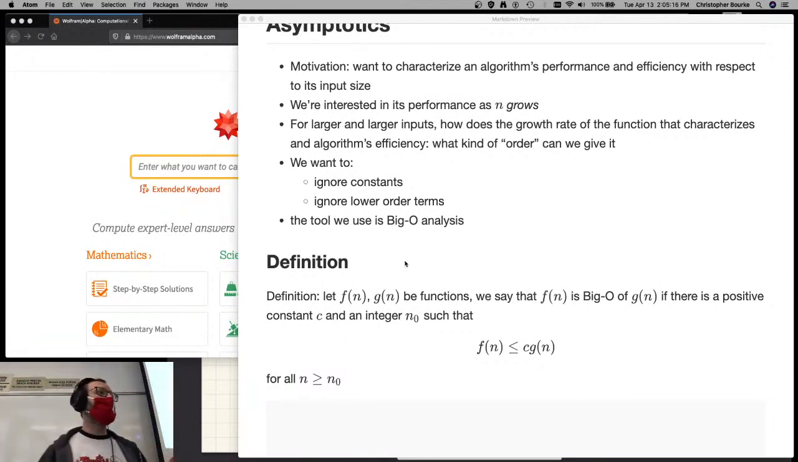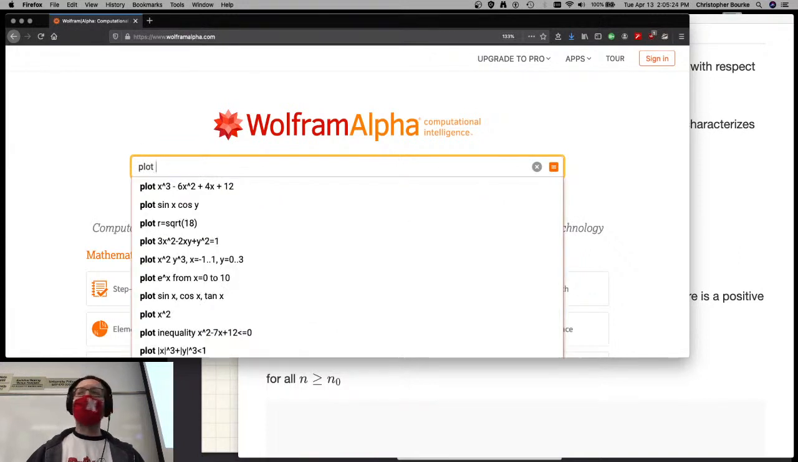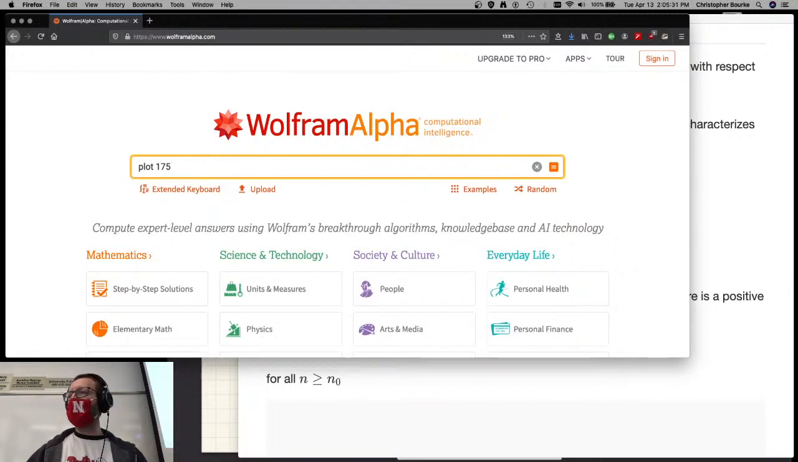Now, to understand this, let's just draw a picture. Right? Let me write out two functions here on Wolfram Alpha and tell Wolfram Alpha to plot them. So plot, I don't know, 175 or n squared plus 4n and then separately, this is a separate function now, n cubed. Okay, and I'll go ahead and plot it for n running from 0 up to 100.